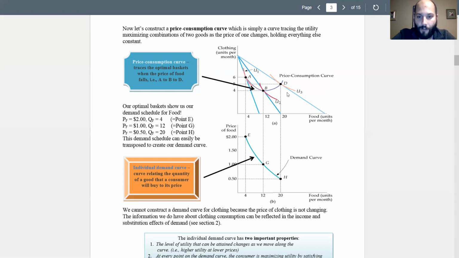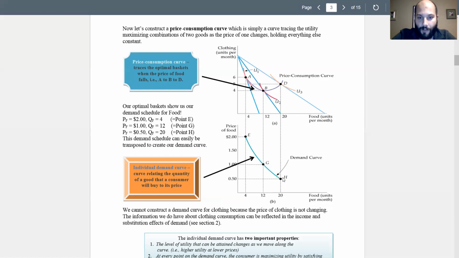Given the information from the price consumption curve, we can trace out the demand curve, given the price of food. And so now we're not going to deal with the price of clothing. The price of clothing hasn't changed. So this price consumption curve and then the demand curve is just dealing with if the price of one good changes, what happens? And we know we move along the demand curve. So we can actually trace out points on this demand curve to show that when the price of food changes, $2, $1, 50 cents, our quantity demanded of food increases at our optimal consumption bundle, 4, then 12, then 20.